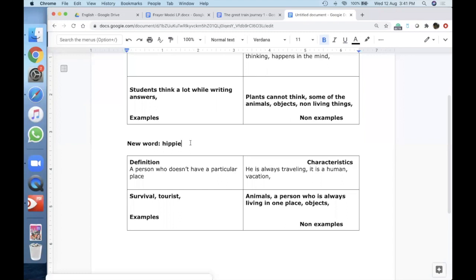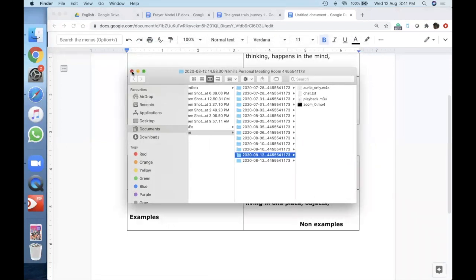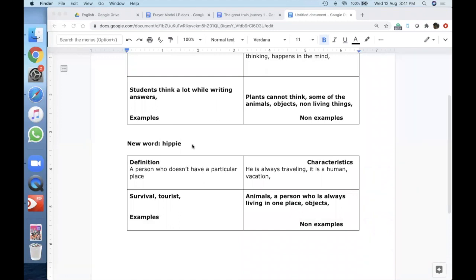Okay. So far we have used Freyer's model to learn about a new word. We can also use the Freyer's model to learn about concepts that we don't know. So Freyer's model is not only used for learning words, it can also be used to learn anything. For example, let's say addition. We want to learn about addition. We can also use the Freyer's model.